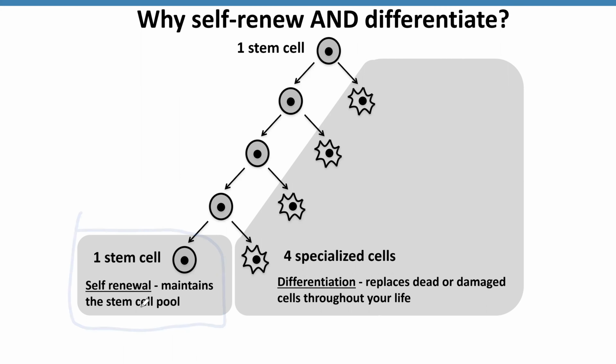So self-renewal maintains the stem cell pool. So we still have it, right? We didn't lose it in the process of division. And we end up in this example with 4 specialized cells. So differentiation replaces dead or damaged cells throughout your life.